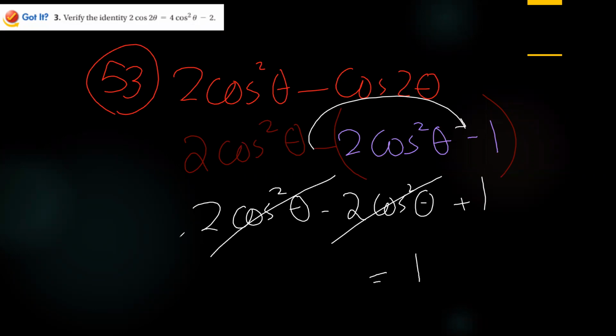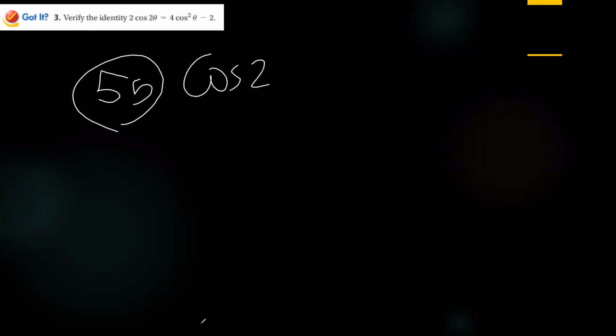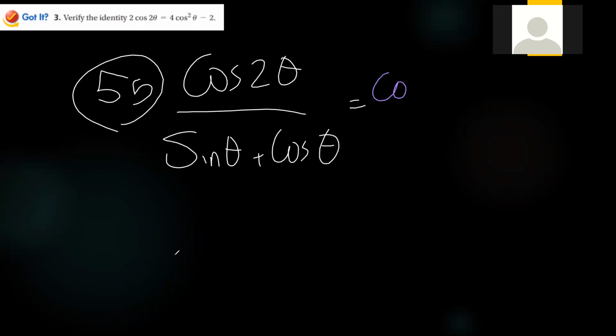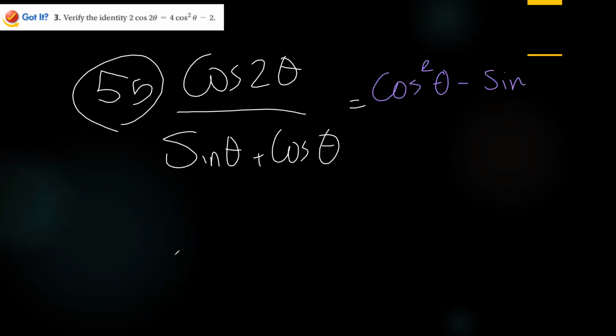Number 55 here. You have cosine 2 theta over sine theta plus cosine of theta. We want now to simplify it. Which identity do we have to use? Cosine squared theta minus sine squared theta. Bravo. So cosine squared of theta minus sine squared of theta over sine of theta plus cosine of theta.